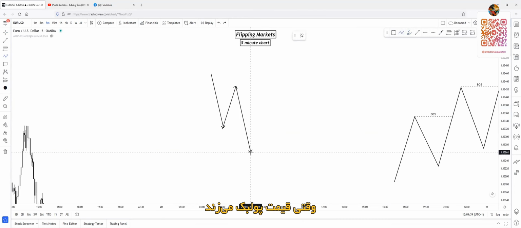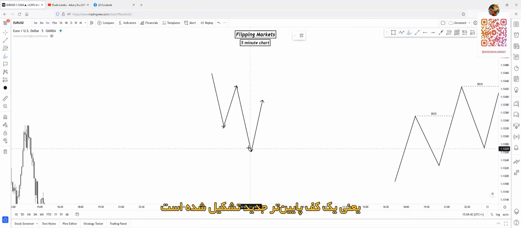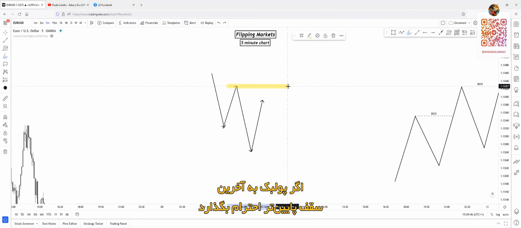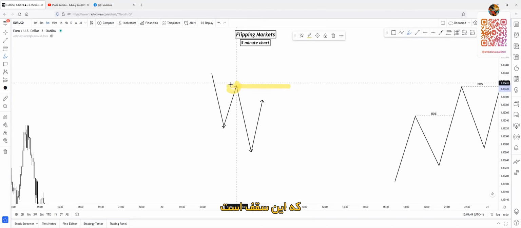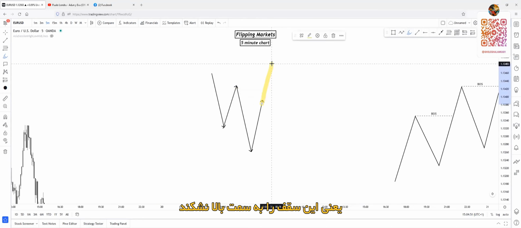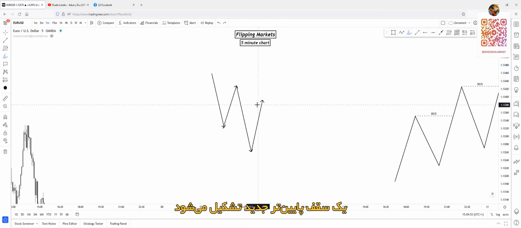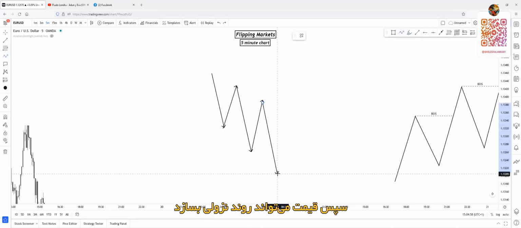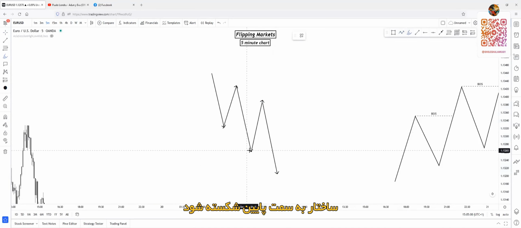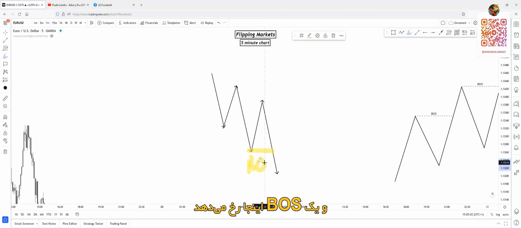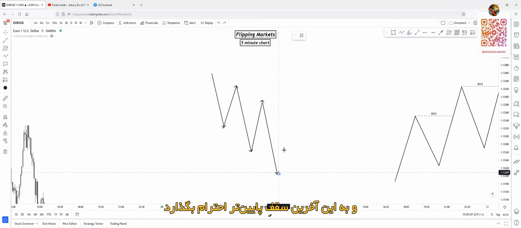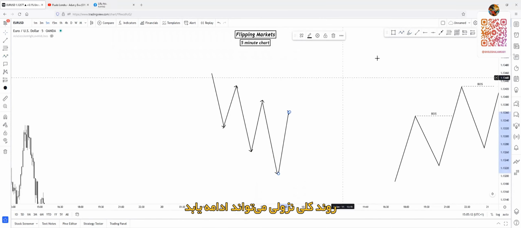After this, price creates a pullback. This means we will have a new lower low. This is a new lower low. If the pullback respects the last lower high point, which is this one, so it doesn't break above it, it will create a new lower high. This will be a new lower high. And after this, price can continue the bearish trend, break structure to the downside, create another BOS here. And if the pullback happens, if it respects the last lower high, which is this one, it can continue the overall bearish trend.